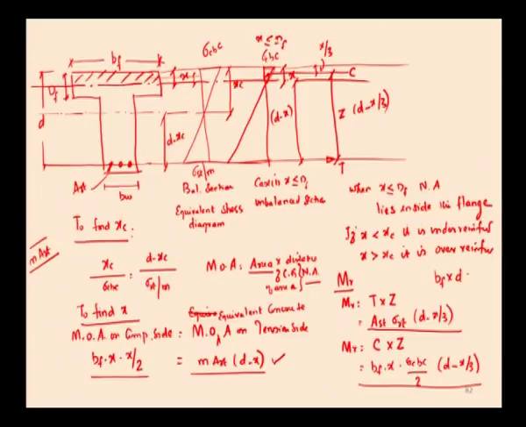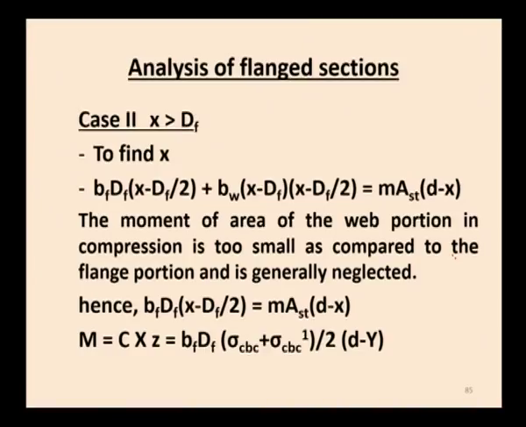So, we conclude that when the neutral axis lies within the flange, the T beam should be designed as a rectangular beam of size BF by D. When the neutral axis lies within the flange, the beam has to be designed as a rectangular beam. If X is greater than dF, the beam has to be designed as a T beam.